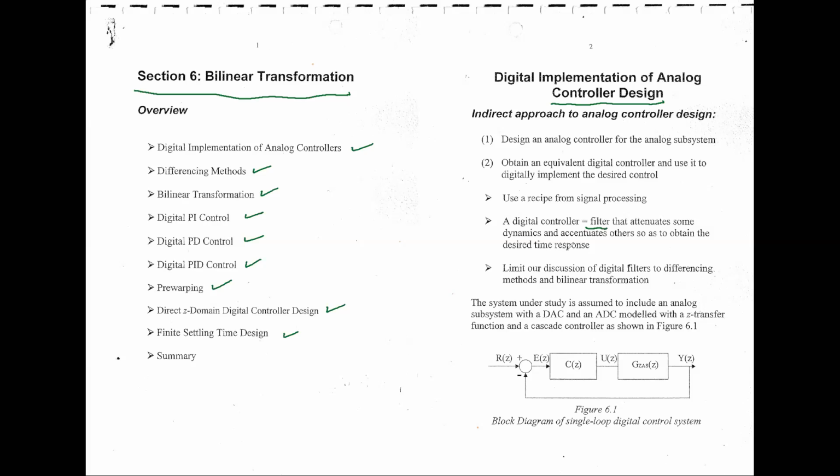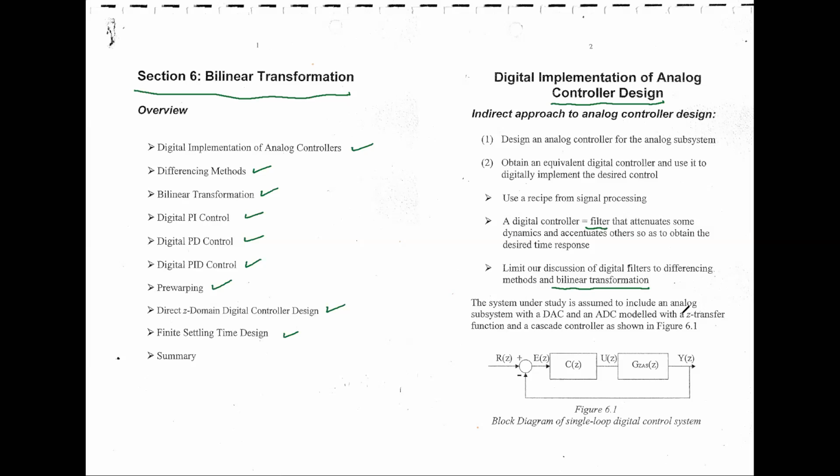You want to obtain the desired response. For example, if an input to your system is a sinusoidal input instead of just a step input, then you have to consider the frequencies of the sinusoidal input before designing your digital filter or digital controller. We will limit our discussion of digital filters to differencing methods and bilinear transformation. As you have learned in the last lecture, any controller in the continuous domain can be mapped into the Z domain using bilinear transformation. Bilinear transformation maps the left-hand plane of the S plane into the unit circle of the Z plane. So it guarantees that a stable analog controller will be a stable digital controller.